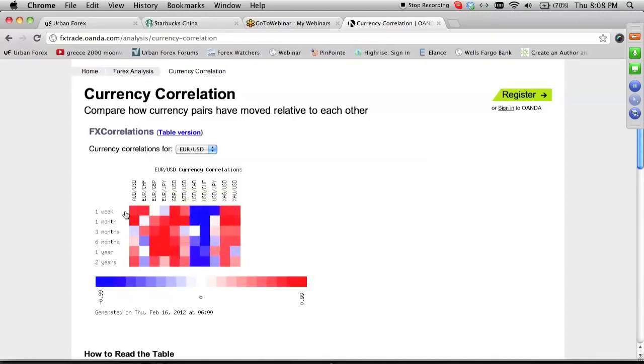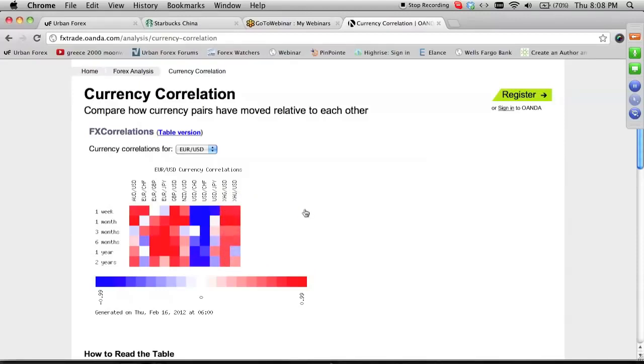The first row is 1 week, the second row is 1 month, and then 3 months, 6 months, 1 year, and 2 years. So you can see there's been a lot of correlation with US dollar Swiss franc since the last 2 years. It's always been going opposite. Same with pound. It's always been going together. It's been red throughout the last 2 years. So pairs like this you need to watch. We have gold and silver also that go with Euro USD.